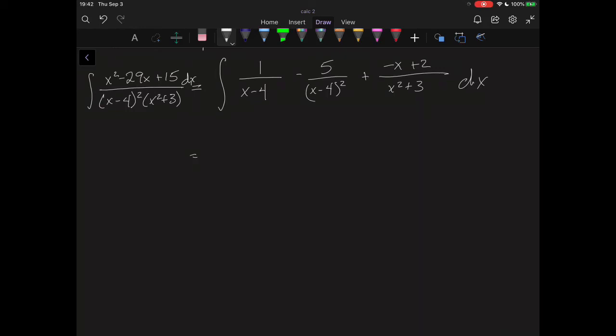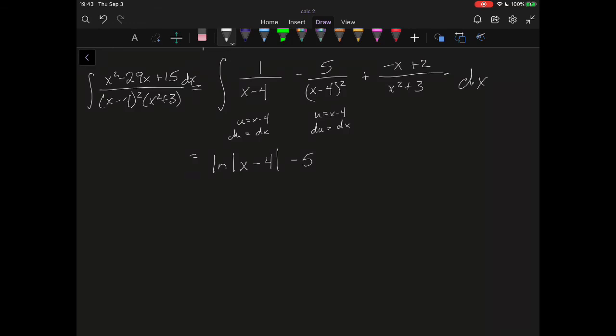So when we do this, we have a u substitution here, where u is x minus 4, and du is dx. So here we just have the natural log of the absolute value of x minus 4. Now let's look at what happens when we let u equal x minus 4 here. du is going to be dx.